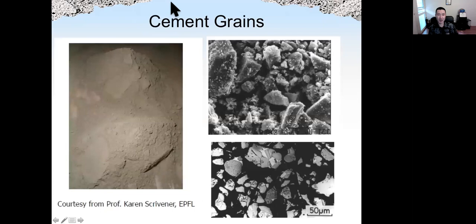Here is a picture of cement grains. Typically, cement color is gray or yellowish. This is under a microscope, 50 micrometer scale. You can see the angular shape of the cement grains.